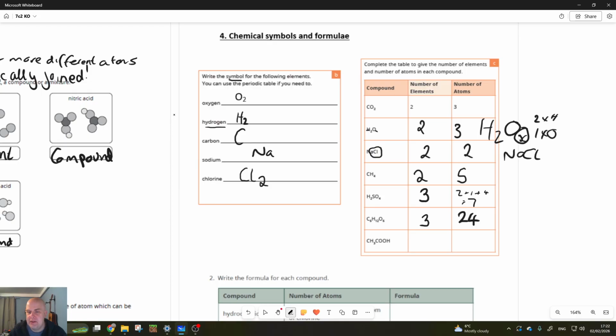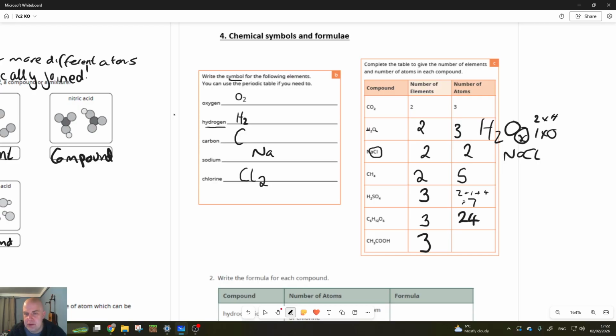Now, this last one's a bit tricky because, due to the way it's written, you've got a C and another C. Now they're the same element, so that still only counts as 1. We've got 3 H's there and 1 H there. Again, that's H's. That's 1 element, and we have 2 O's next to each other. But again, 1 element. So there's actually 3 elements there: C, H, and O.